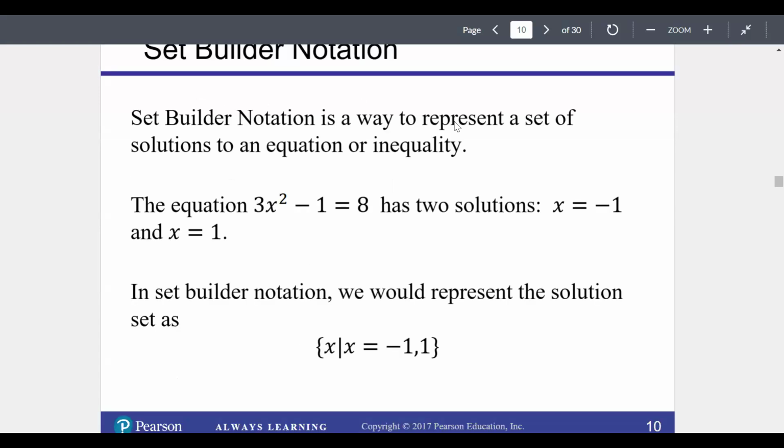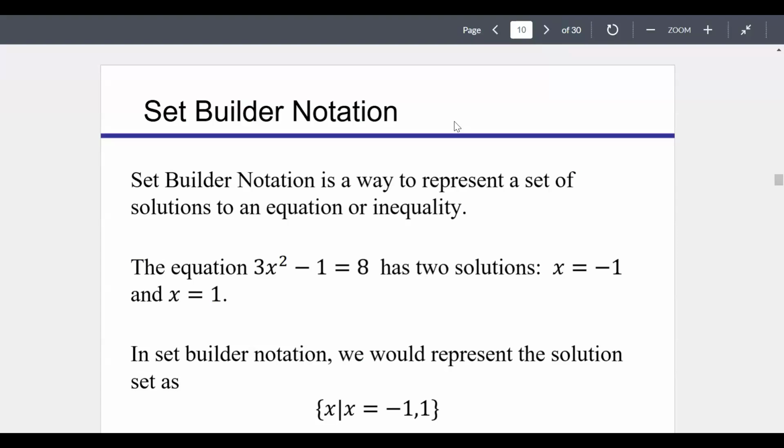So set notation is a way to represent a set of solutions to an equation or inequality. Usually this avoids listing out solutions, and there are other ways to write this, but sometimes we still write the list. So the equation 3x squared minus 1 equals 8 has two solutions.